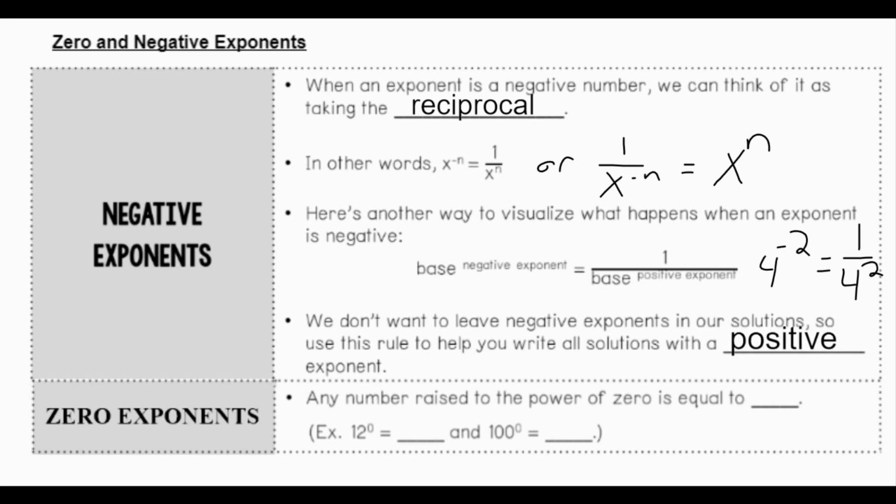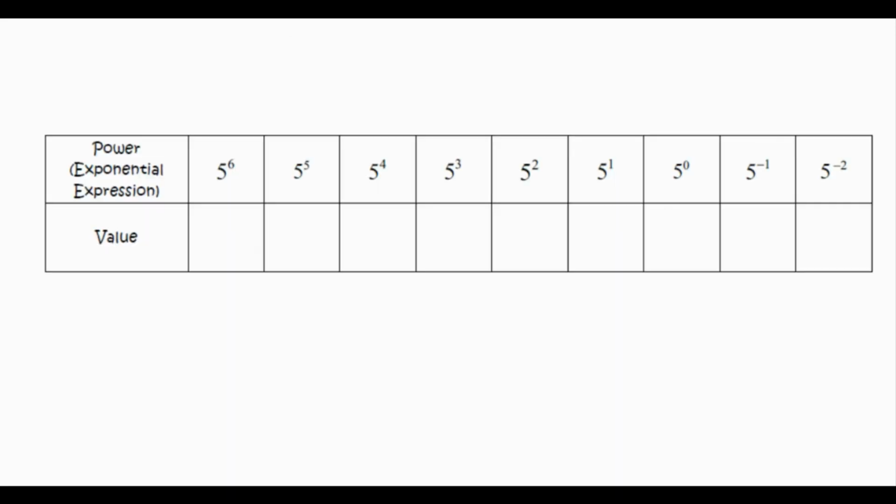Now looking at zero exponents, any number raised to the power of 0 is always 1. So if I have 12 to the 0, that's 1. 100 to the 0, that's 1. We'll see why here in this example.